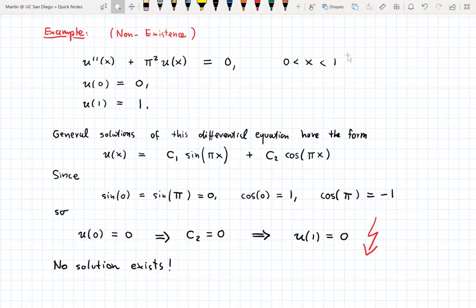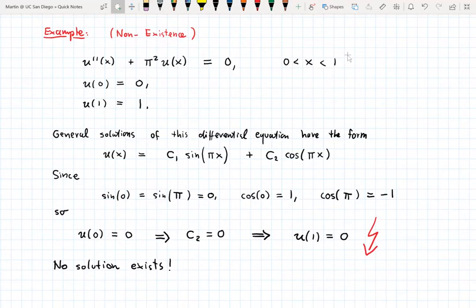Now, with the theory of differential equations, one can show that the general solution to that differential equation has the following form, namely u of x equals c1 times sine of pi x plus c2 times cosine of pi x. So you might say u of x is a superposition of a scaled sine function and a scaled cosine function. Okay, now let's try to find the constants c1 and c2. We recall two facts, namely on the one hand, sine of 0 is the same as sine of pi, namely equals 0. And we have that cosine of 0 equals 1 and cosine of pi equals -1.